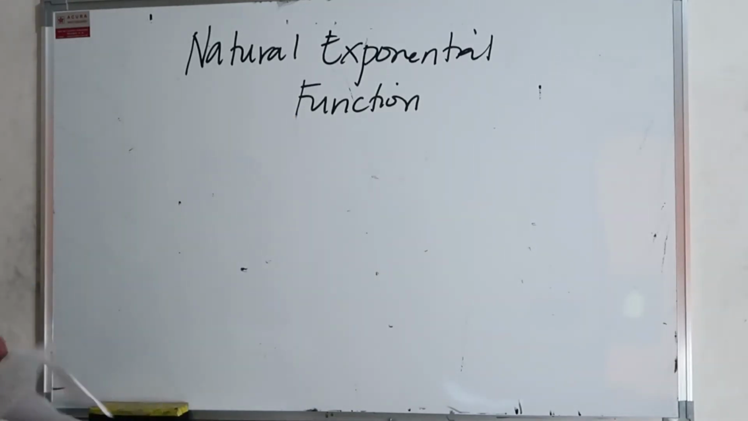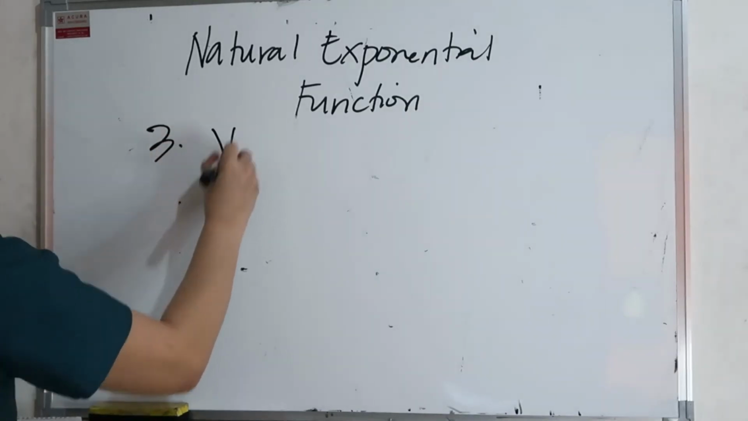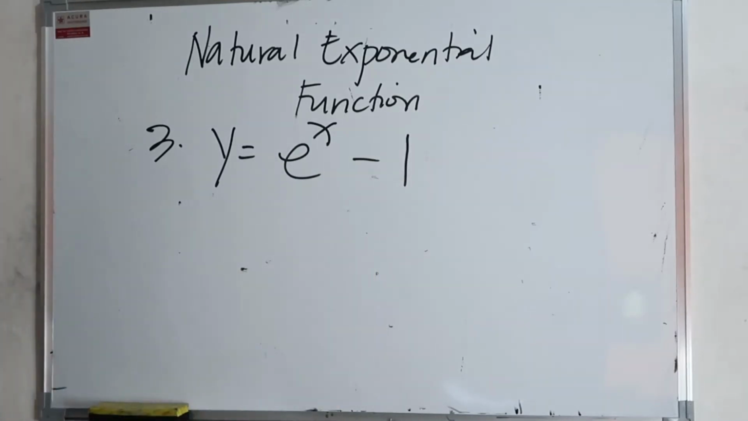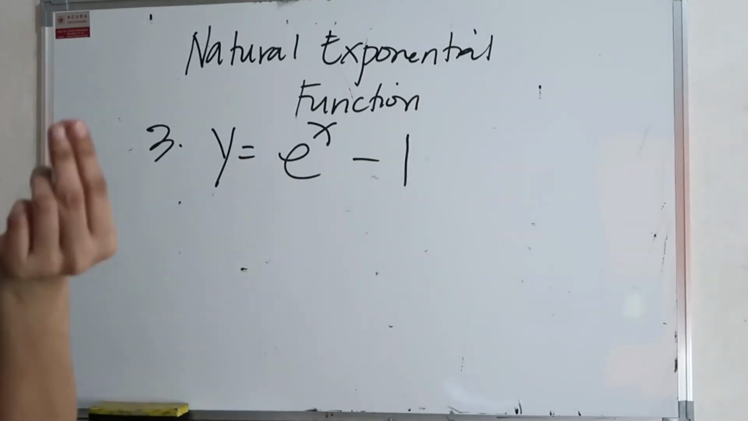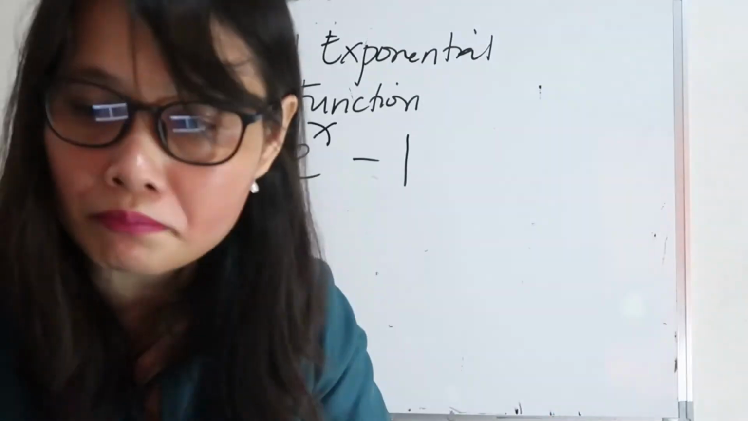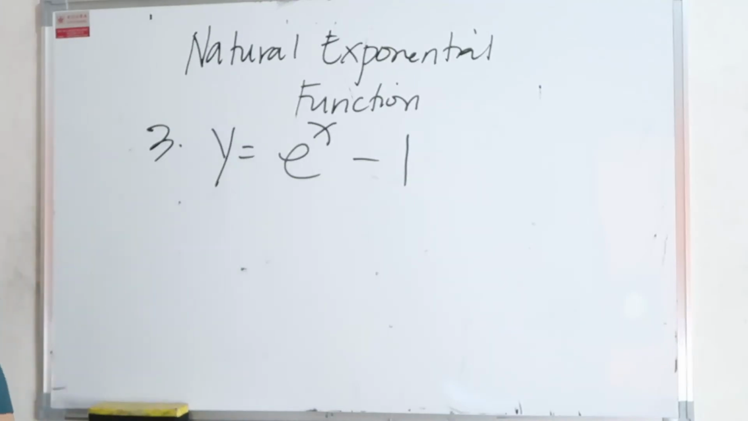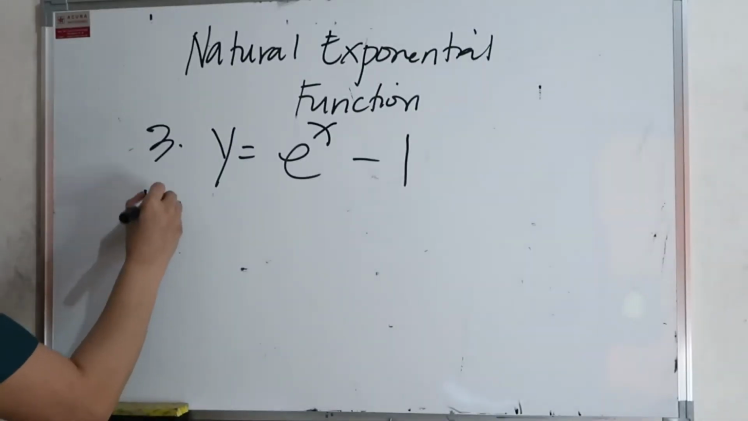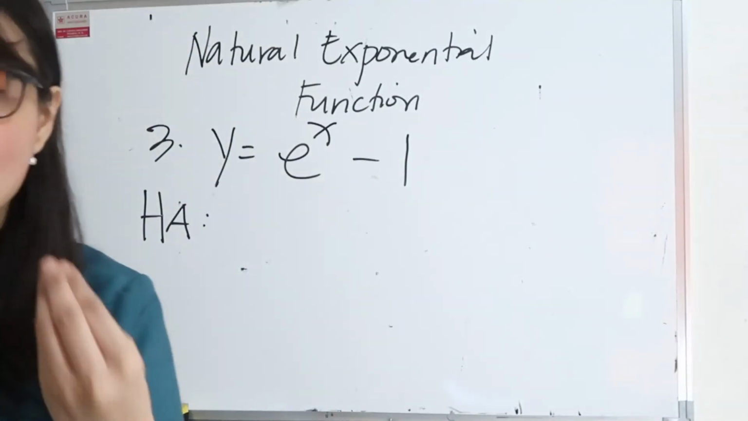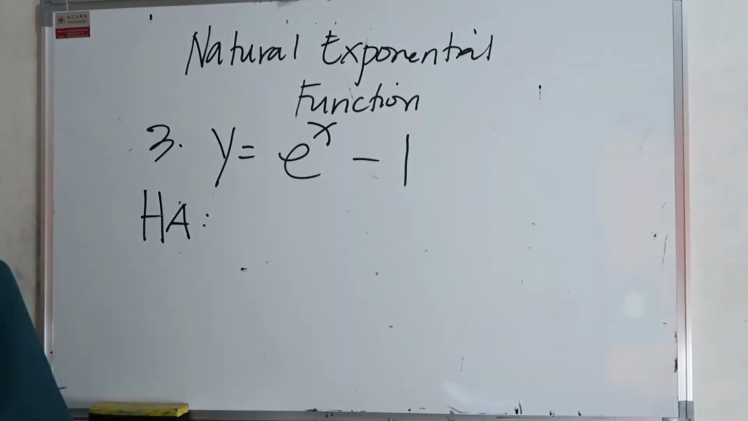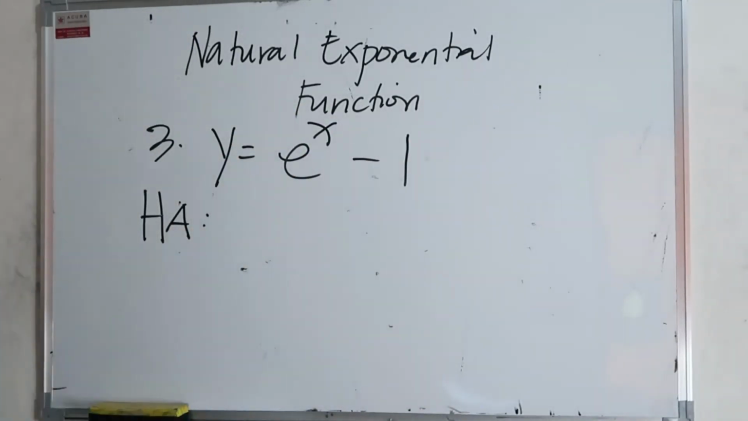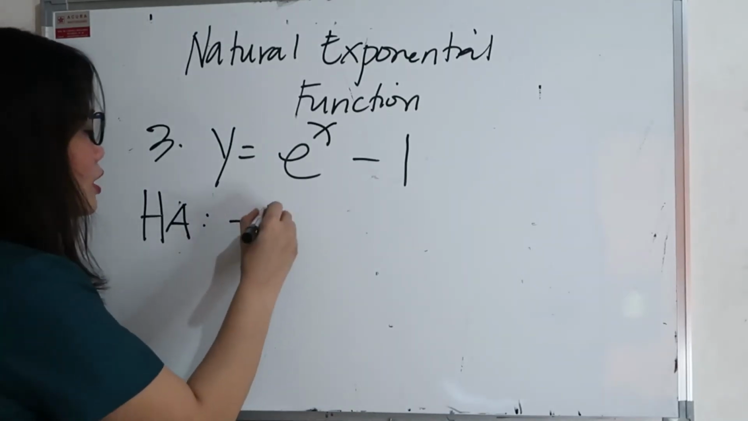For example, let's say the given is y equals e raised to x minus 1. This is an example of a natural exponential function because we're using e here. Same concept as graphing an exponential function. First, we need to look for the horizontal asymptote. If we're talking about an exponential function, there's always a horizontal asymptote, and it's constant. In this example, what is your horizontal asymptote? Okay, -1. Very good.